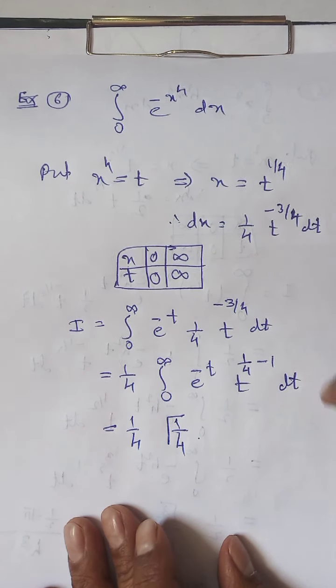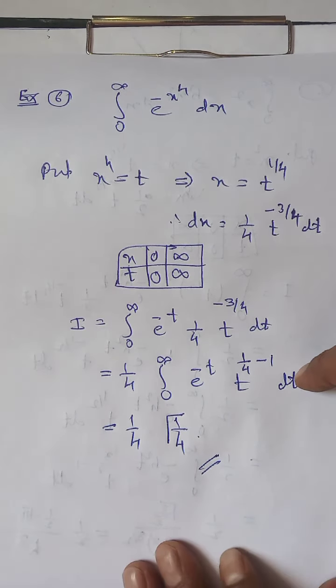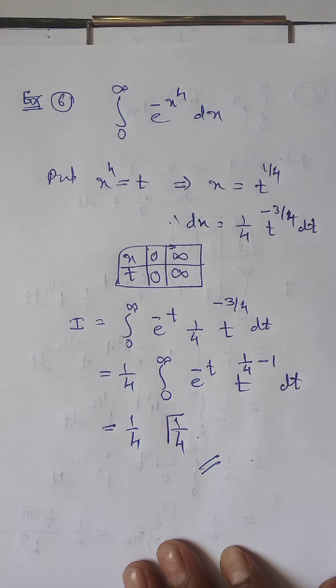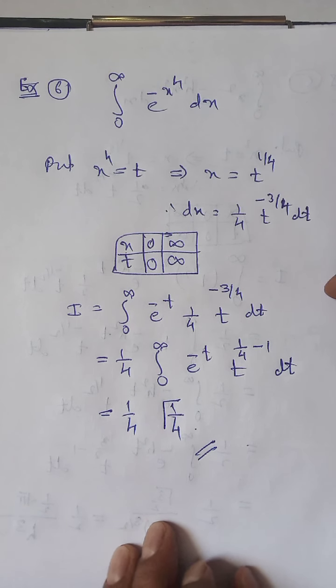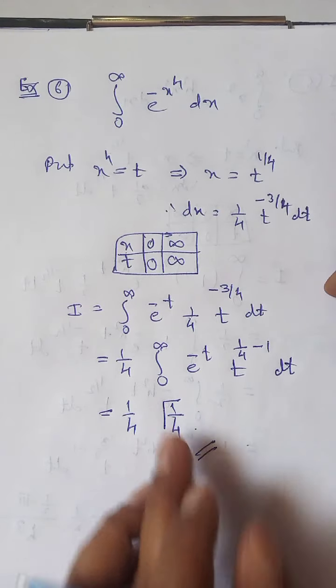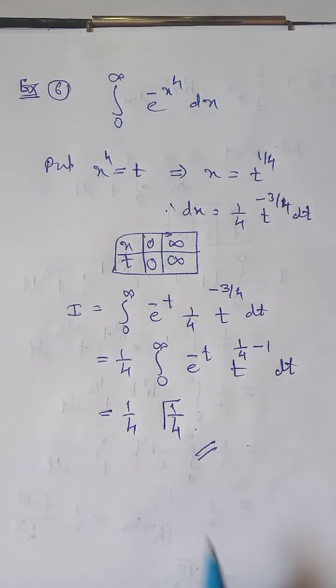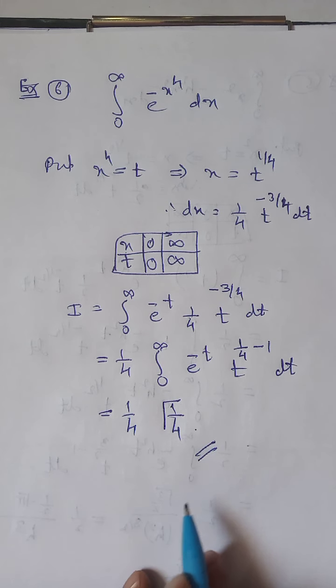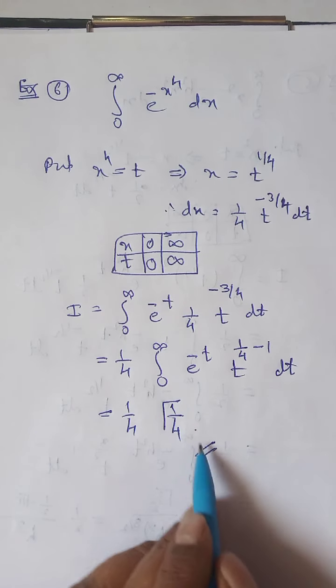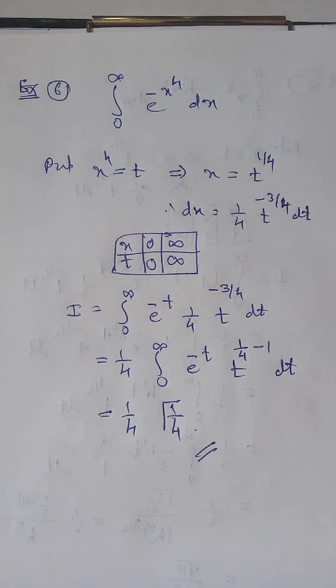Okay, so we'll keep this value as it is. We cannot evaluate it. Actually, this value is there, but we need that table of values of gamma function. So we did not worry about that. We'll keep it as it is: 1 by 4 into gamma 1 by 4.